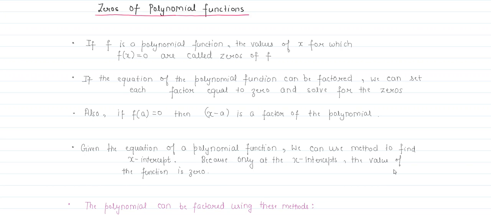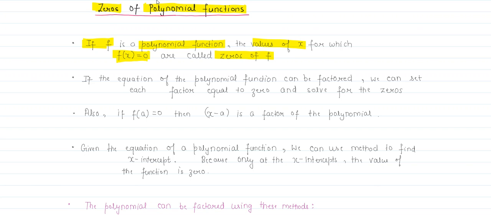So in this video, we want to understand how to find zeros of a polynomial function. If f is a polynomial function, then the values of x for which f(x) is equal to 0 are called zeros of f. So what is a zero of a polynomial function? The zeros of a polynomial function are all the values of x such that f(x) is equal to 0, right?